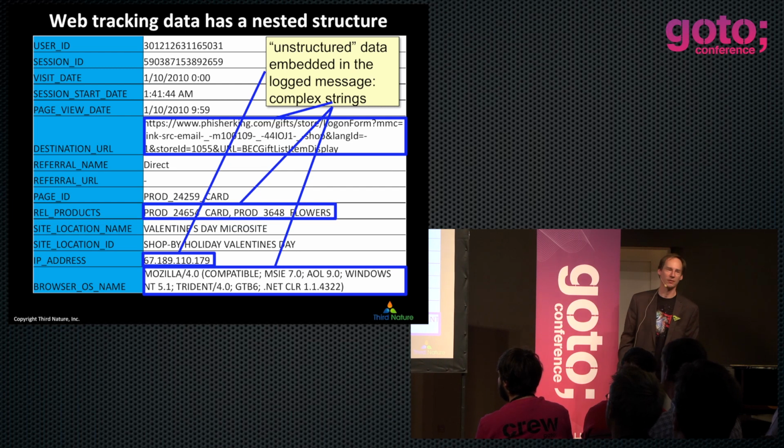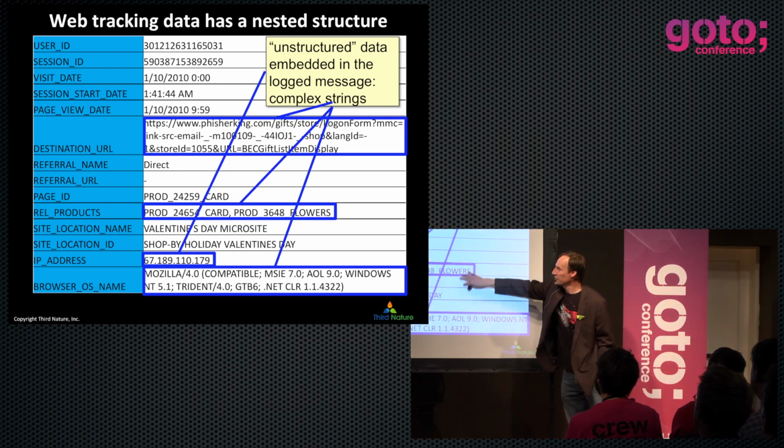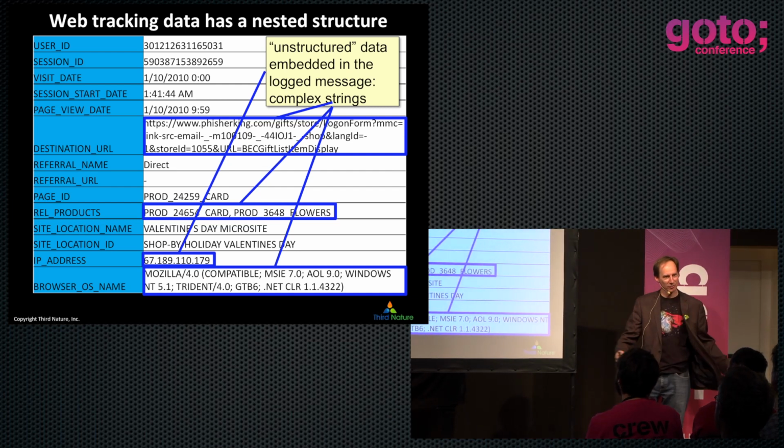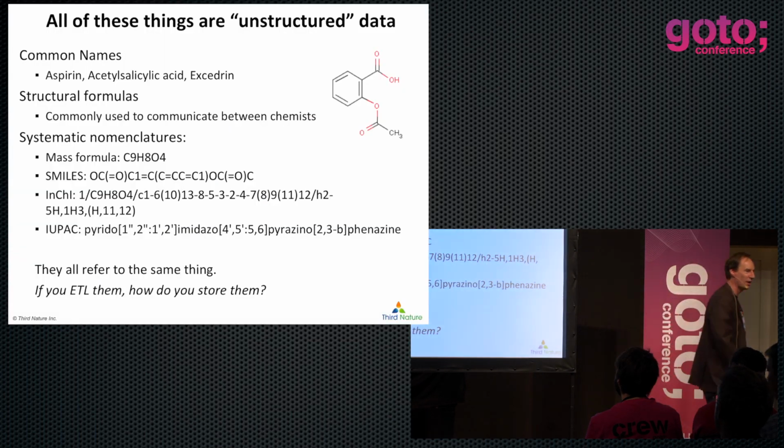This is a piece of a core metrics tracker. I work a lot with this kind of stuff. And yeah, there's embedded structure in here, so it doesn't fit nicely in a relational schema because you have to unpack this stuff and you end up with these normalization problems.